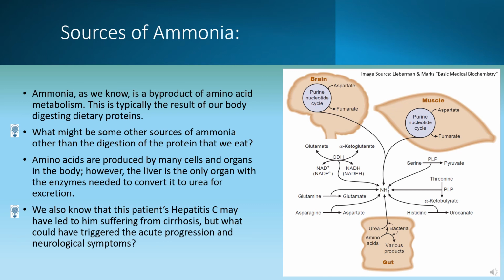We know that the patient's hepatitis C could have been a contributing factor to him suffering cirrhosis, but what may have triggered this acute progression and severity of his disease? As mentioned in the case, the patient exhibited vomiting of blood. This might be caused by visceral bleeding or internal bleeding, which is a symptom or complication of cirrhosis.